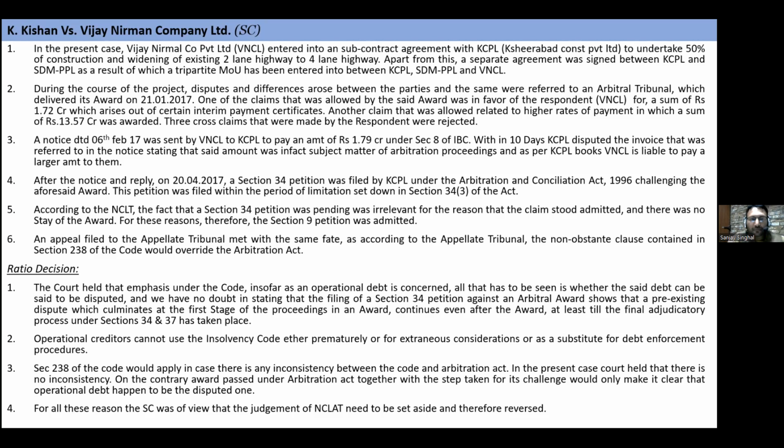The Supreme Court also said that an operational creditor cannot use the IBC prematurely. So the Supreme Court said that this application is premature because the final award has not come, as KCPL has challenged the decision. The Supreme Court clearly said that an operational creditor cannot use the IBC either prematurely or for extraneous consideration or as a substitute for a debt enforcement procedure. So you cannot say that if you do not pay our debt, then we will go to the IBC. You would be using the IBC as a substitute for the debt enforcement procedure.